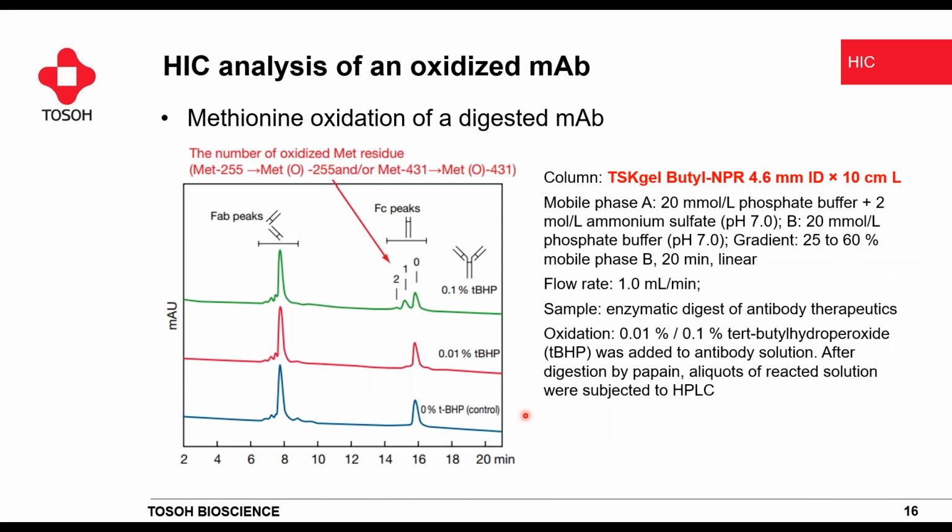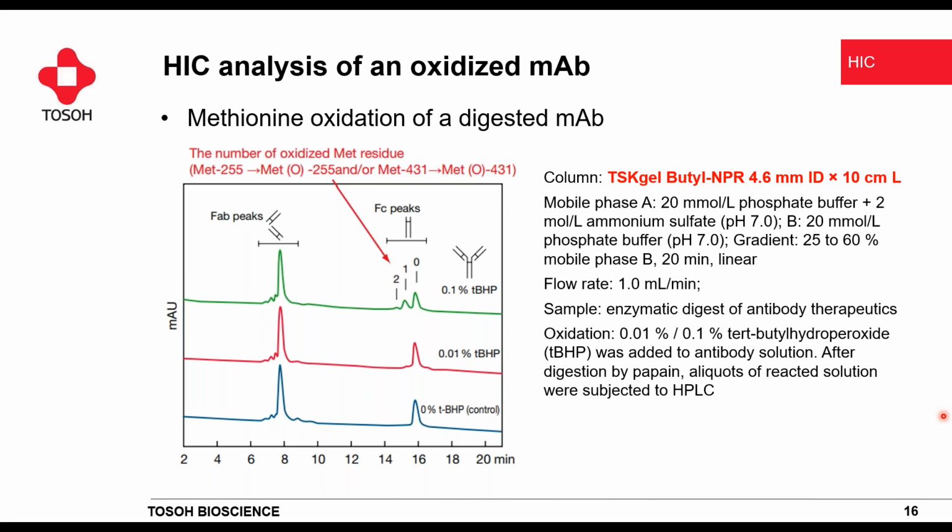Another example again for HIC is if you want to look for the oxidation state of your monoclonal antibody. So here we use a TSK gel Butyl-NPR column, and the monoclonal antibody has first been digested with papain. So we get Fc parts and Fab fragments, so we don't have a total antibody anymore. And then it has been treated with tertiary butyl hydroperoxide, which is also called TBHP, and it oxidizes methionine residues on the antibody. This is now, of course, artificially made, but it could also happen just by storing your sample or treating it wrong. So that's how you could see if something happened to your sample.